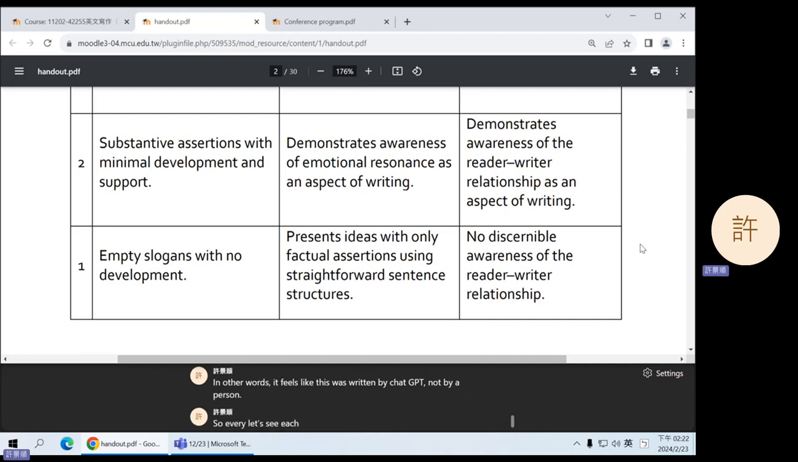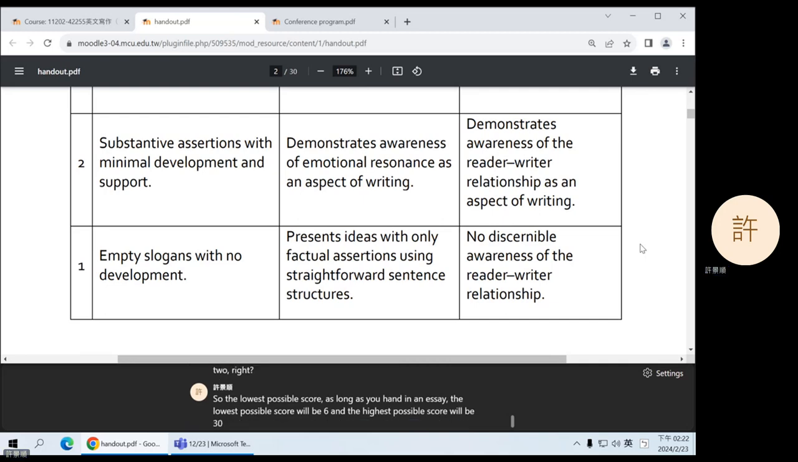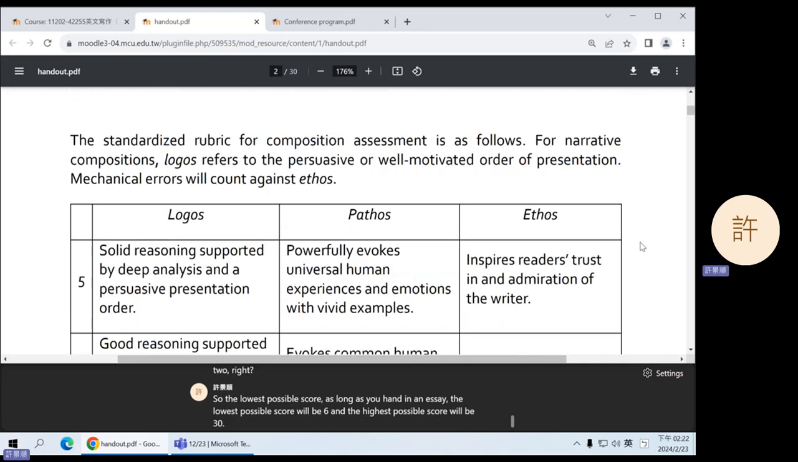Each essay is worth 30%. There are 5 levels, 3 dimensions. So like the highest score is 15. So actually you can multiply each by 2, right? So the lowest possible score, as long as you hand in an essay, will be 6. And the highest possible score will be 30. Okay, do you have questions about that?